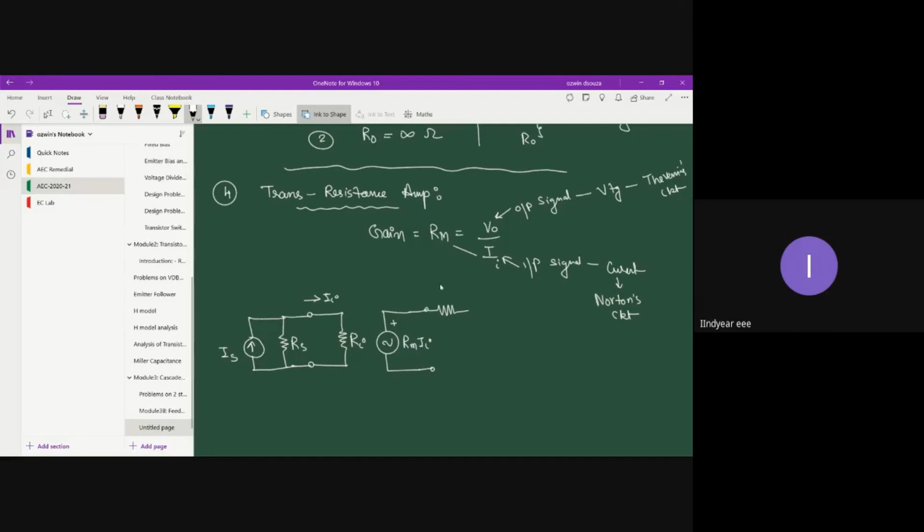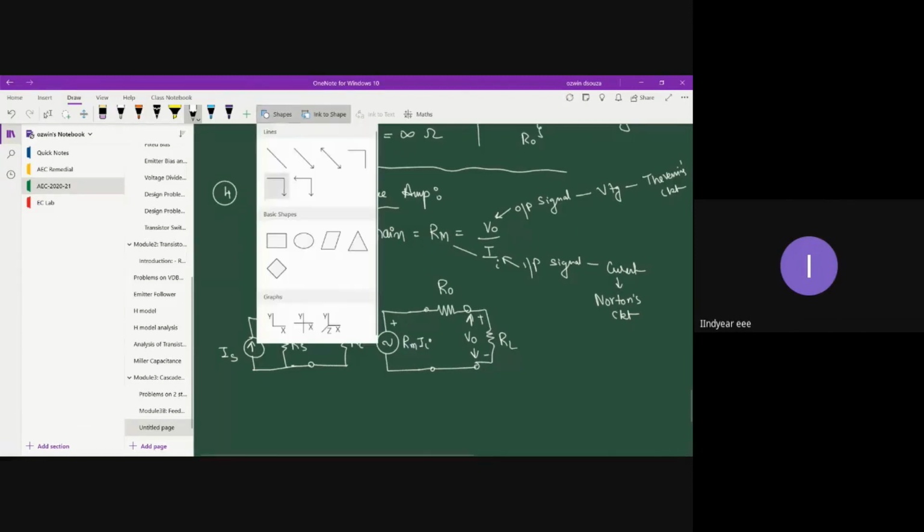Then comes the output resistance R0, and later on it is connected to the load resistance RL. Across the load we have the output voltage V0. So this is our equivalent circuit.